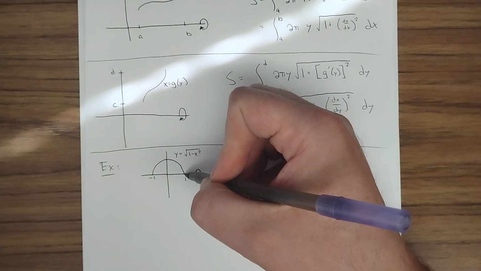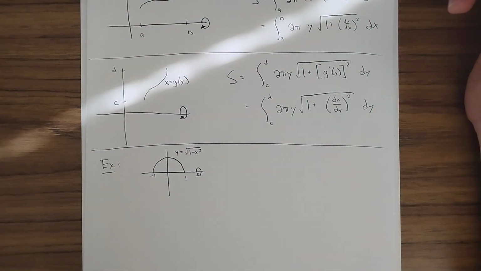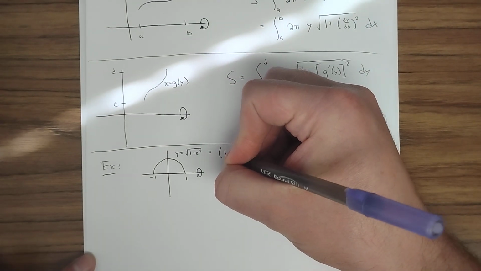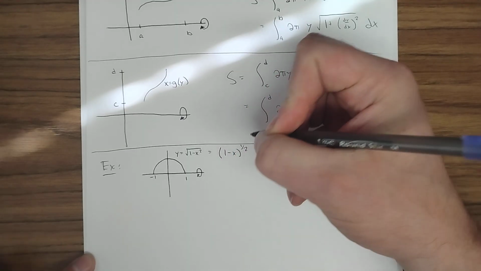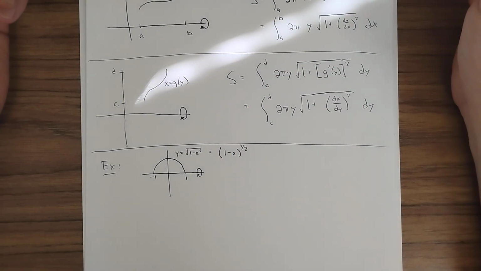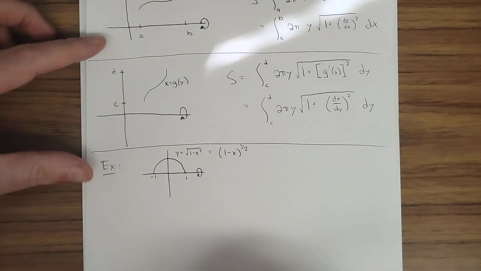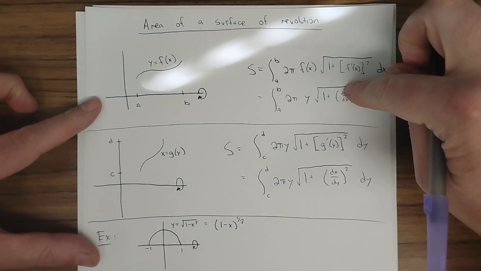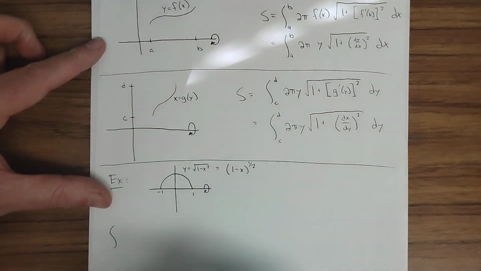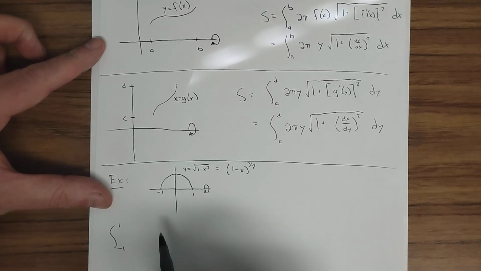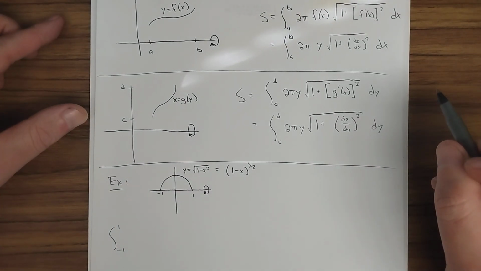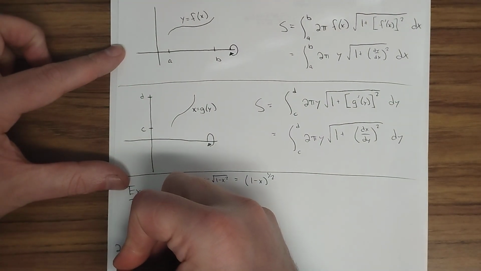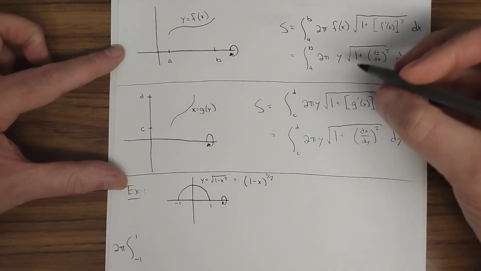Of course, this is the top half of a circle. y is 1 minus x squared, and I guess we're about to do a bunch of calculus, so let me write the 1/2 power. And so we're just going to use this formula. I have y as a function of x, so I'm going to use the first one. It's going to be an integral from -1 to 1, because that's my limits for x. I'm going to have a 2 pi. In fact, as usual, I can just pull the 2 pi out.